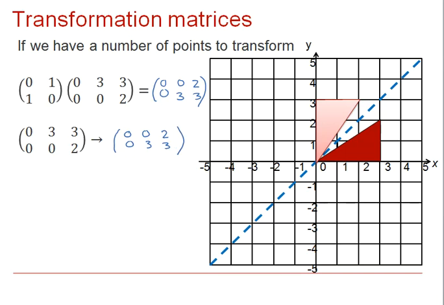This should not be a surprise, as you can see that [0 1; 1 0] in effect turns around the x and y coordinates, so in effect swaps them, which is what happens when you reflect in the line y equals x.